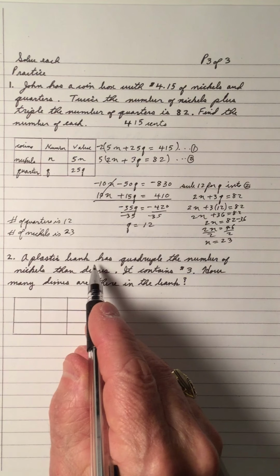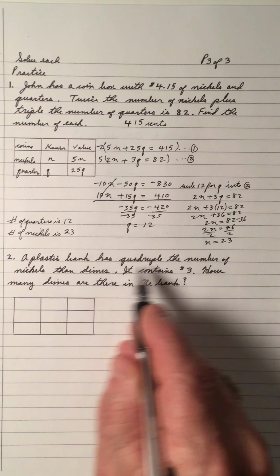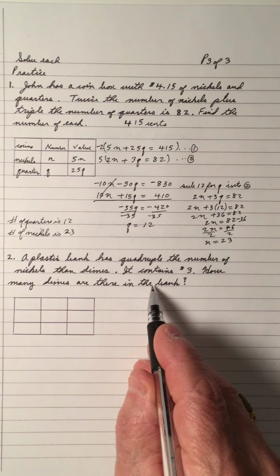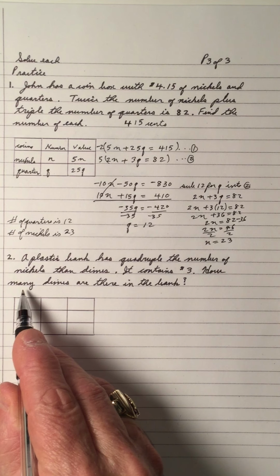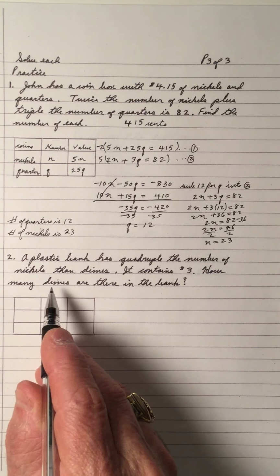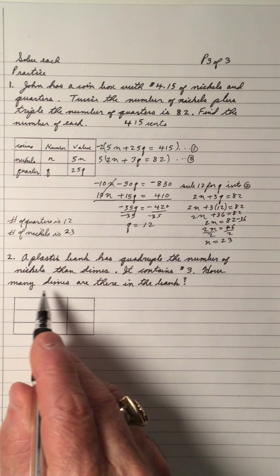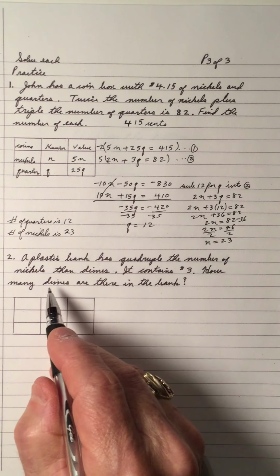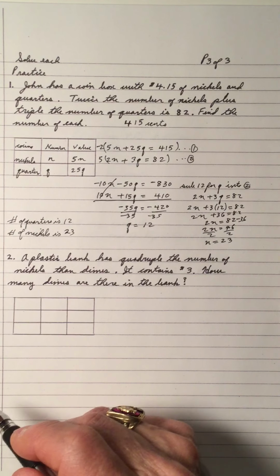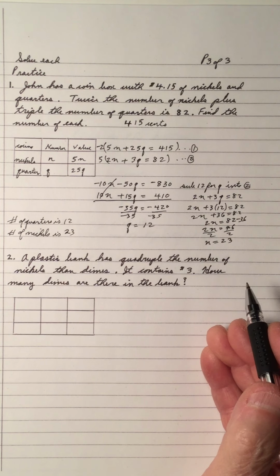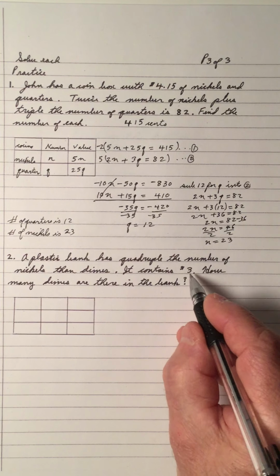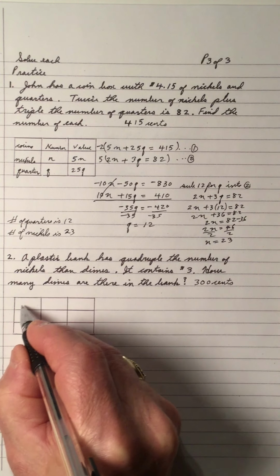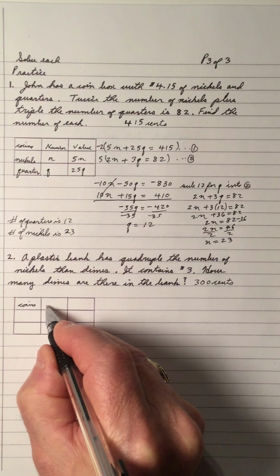Number 2. A plastic bank has quadrupled the number of nickels than dimes. It contains $3. How many dimes are there in the box? Notice this time, we're not asking for how many of each, we just want to find the number of dimes. So if I eliminate the number of nickels first, dimes will come up automatically when I solve. We have $3, so let's change it to cents. $3 is 300 cents.